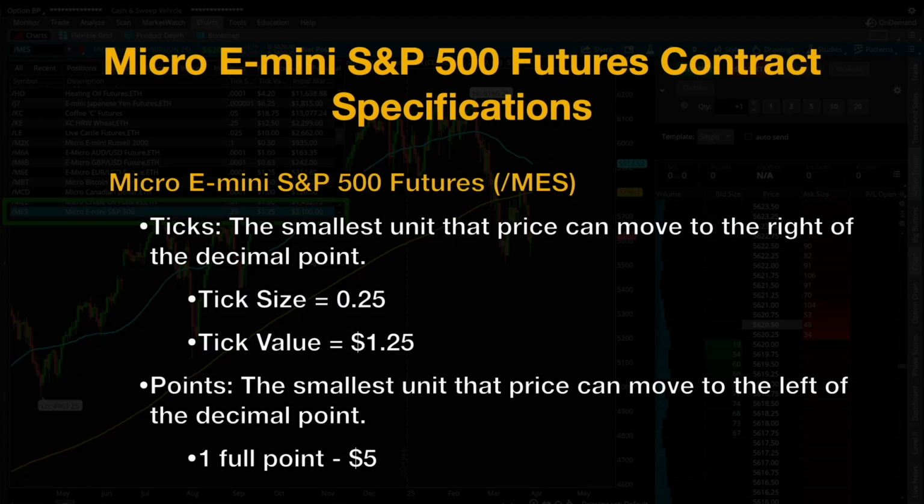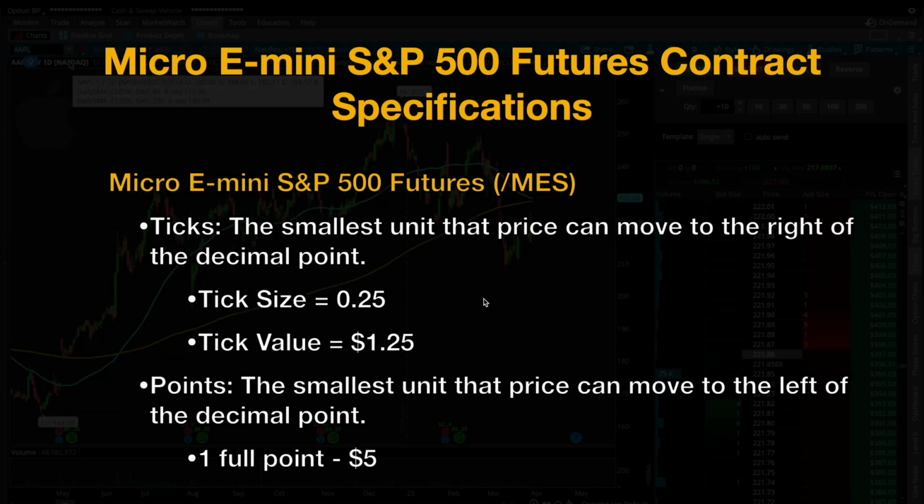$1.25. So the minimum price fluctuation or tick size for /MES is 1/4 index point, which equates to $1.25 per contract. This means that for every 0.25 point move in the S&P 500 index, your profit or loss changes by $1.25 per contract. So what does this actually mean?